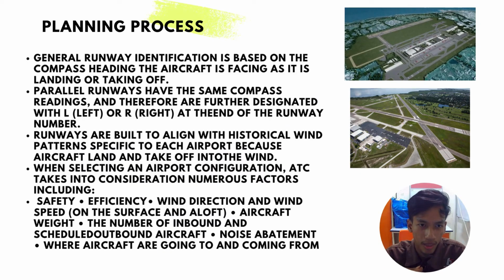Okay, I'm Mohamed Al-Jamel. So we focus on the planning process. Generally, a runway is identified by the compass heading the aircraft is facing as it is landing or taking off. Runways are built to align with historical wind patterns. When selecting an airport configuration, ATC takes into consideration numerous factors including safety, efficiency, wind direction, and aircraft weight.